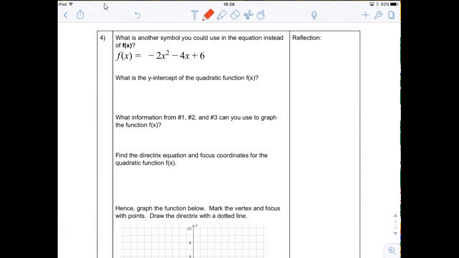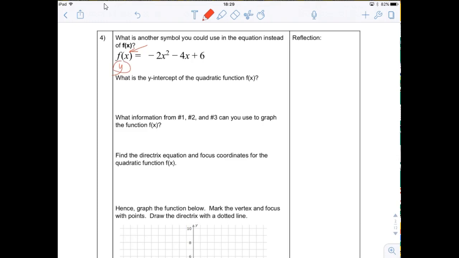What is another symbol you could use in the equation instead of f of x? Remember that instead of f of x, you could just have y. The reason we use f of x is it makes it easier to see that it's a function based on x. When you put x into the function, it gives you a value for y. It also names the function, so if you're working with multiple functions, you don't get them mixed up with the other functions that also yield values of y. So the answer to that is y.